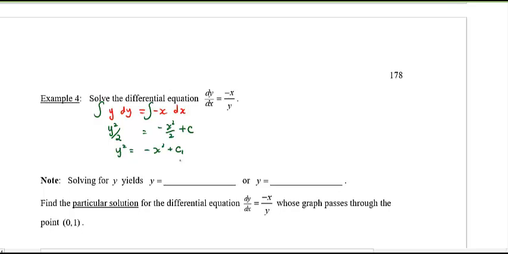And if you're thinking, I should solve for y, let's go ahead and do that. y equals, don't forget the plus and minus of it, some constant, I'm just going to call it big C like this. So solving for y yields 2 possible equations: y equals the square root of negative x squared plus c, or y equals the negative of the square root of negative x squared plus c.